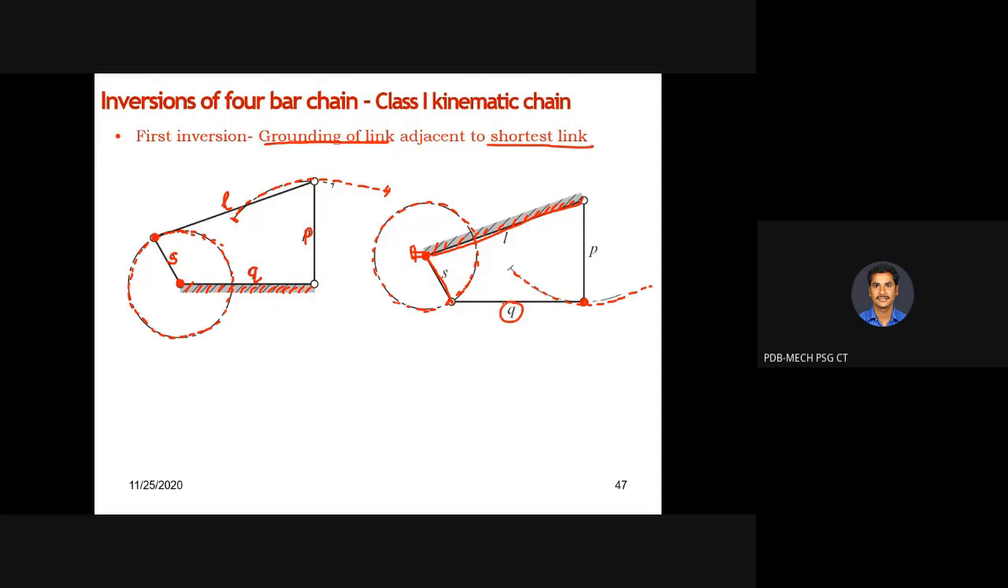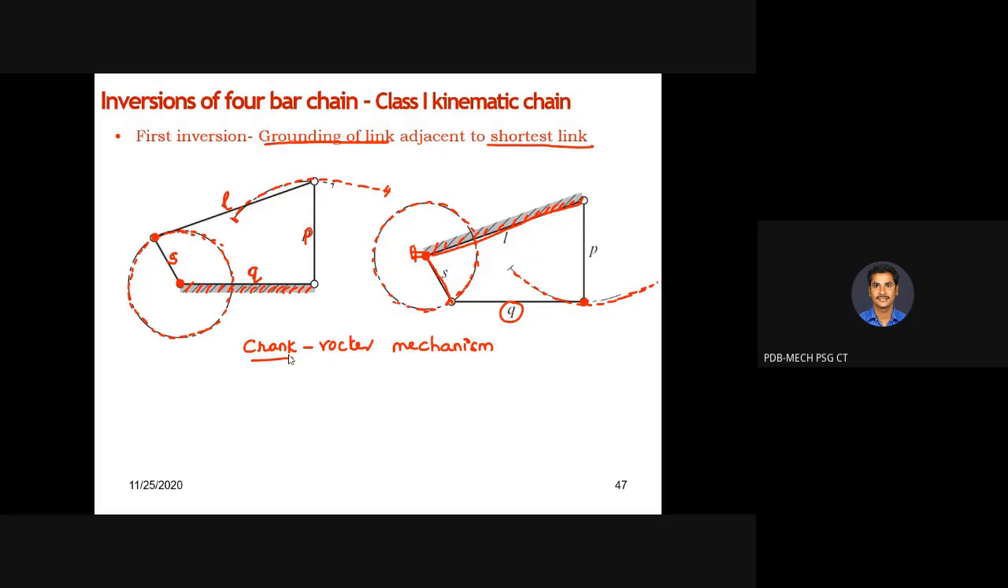What is Q now? It is going to act like a coupler. In the previous inversion, L was the coupler because Q was fixed. In this case, Q is going to be the coupler and L is fixed. So this particular point of P is making a rocking motion. This is the path traced by that point. Both these two inversions are called crank rocker mechanism. Why is it called a crank rocker mechanism? What is meant by crank?